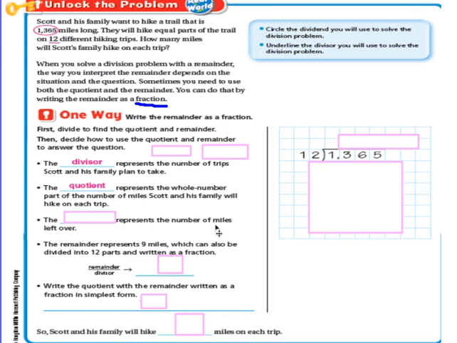Blank represents the number of miles left over. So these are the miles that we're not going to hike because I can't do it evenly, and that is the remainder. Alright, let's switch back and let's figure out this division problem.